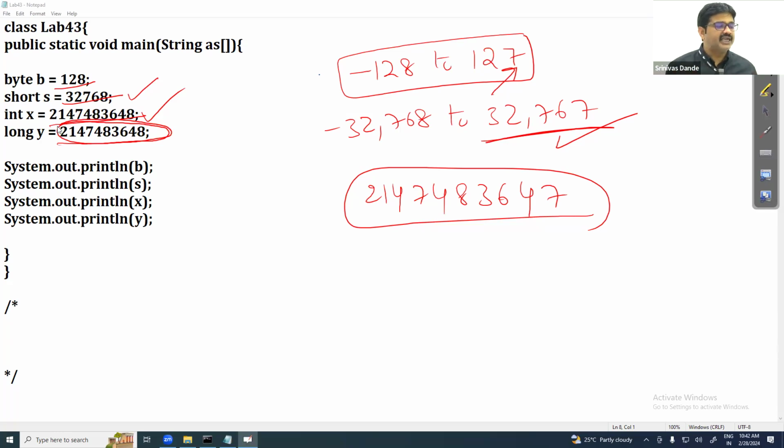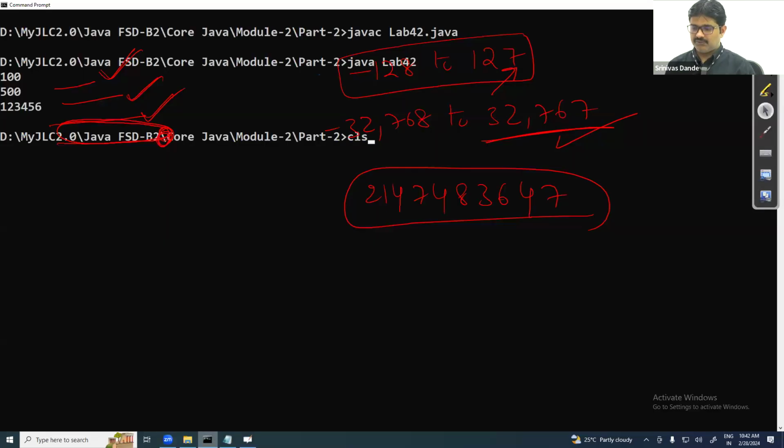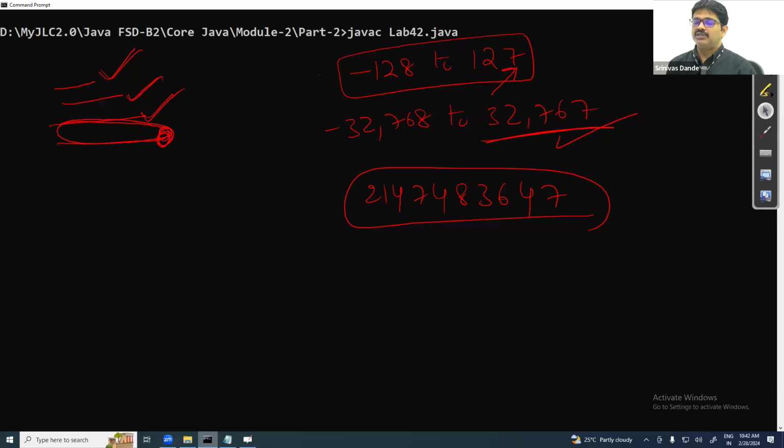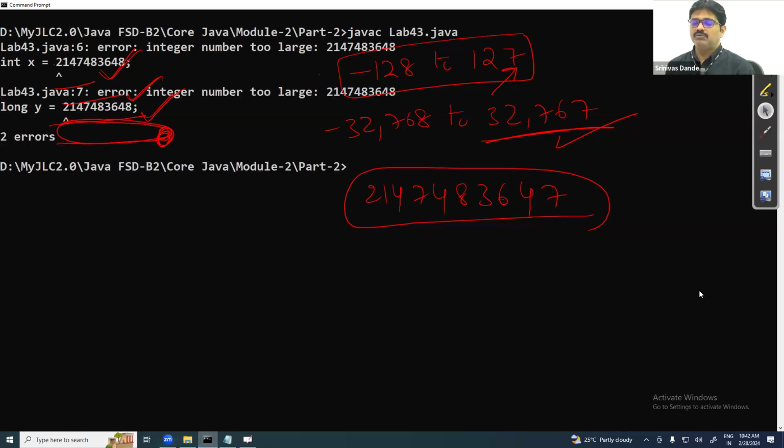Okay. If that is the case, in this program, we have three errors, right? This is the error, this is the error, this is the error. Maybe this line should be okay. Let's compile this. There are many points you're going to learn in this lab. Listen carefully, guys. Compile this. Two errors we have. Read and tell me.